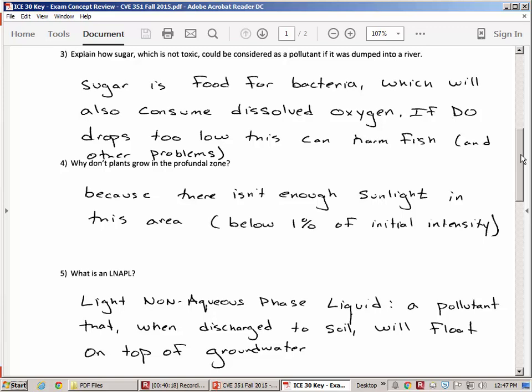What's the other kind of NAPL besides LNAPL? D, dense. And dense will sink to the bottom of an aquifer.